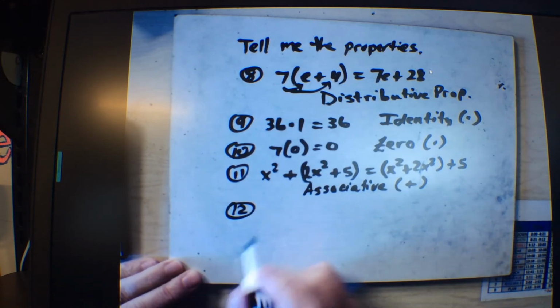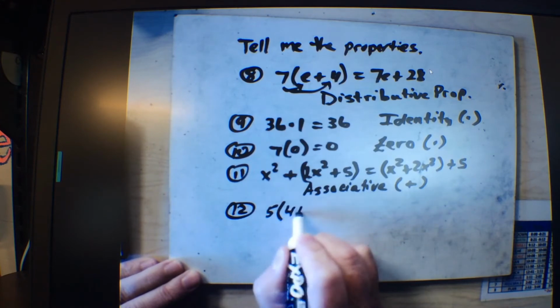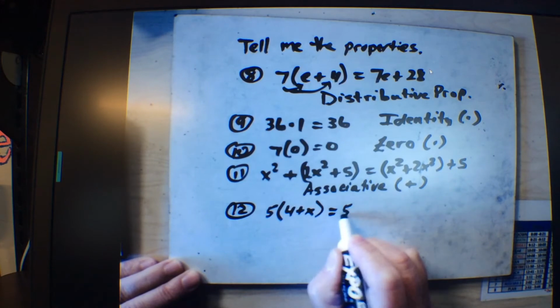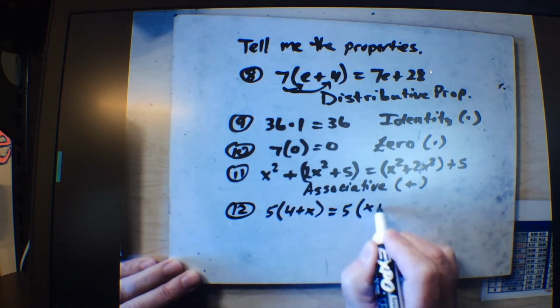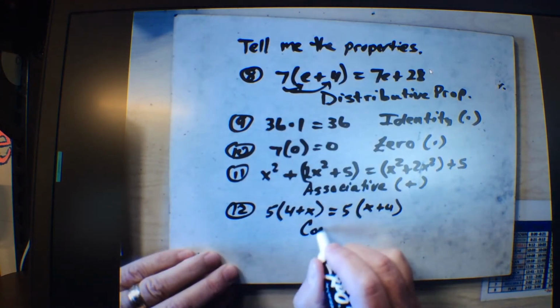All right, how about this one? 5 times (4 plus x) equals 5 times (x plus 4). Ashley, commutative. Commutative of what? Addition.